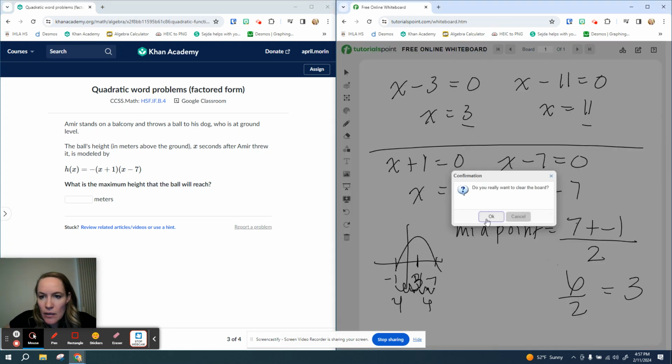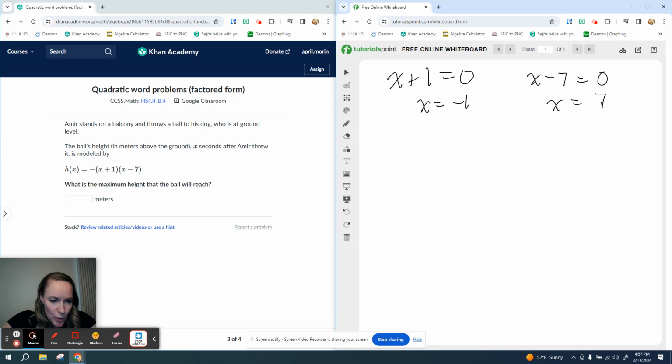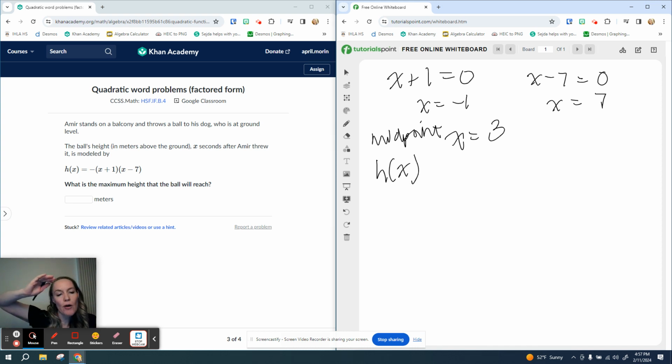Let's go ahead and clear our board. We need to find the zeros first. So x equals -1 and x equals +7. Oh, this is the same one. Okay. I don't know why I didn't. We want to find the y value now. Okay, so we know what our zeros are. We found the midpoint to be x equals 3. Now we're going to find the y value associated to that, to find out how high the ball got.